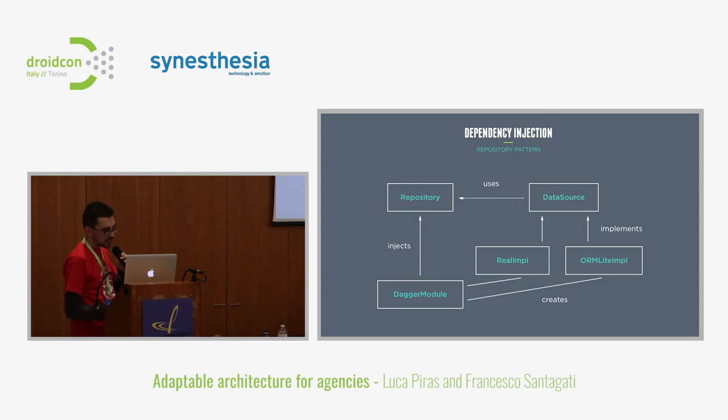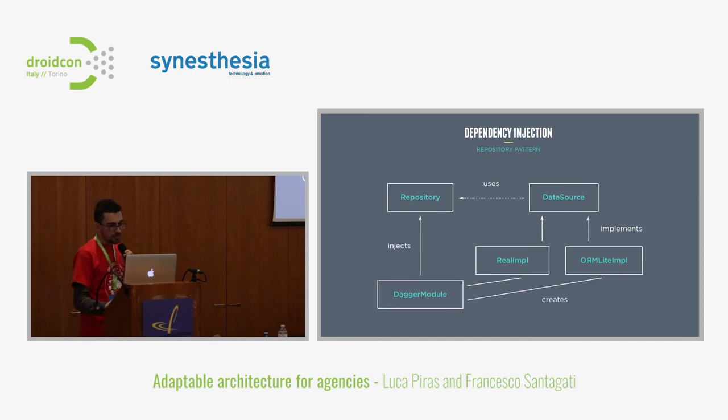Moreover, with Dagger, we can easily replace a specific implementation with another one with no changes inside client objects. For example, if you want to replace our ORM Lite with a new Realm implementation, we need only to change a line inside our Dagger module and nothing more.